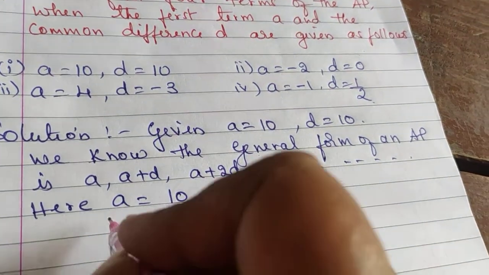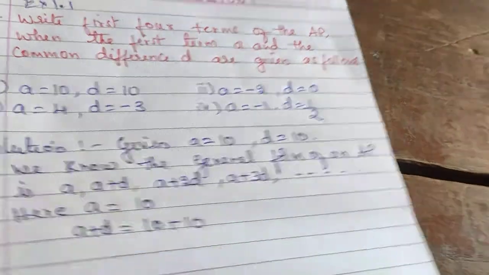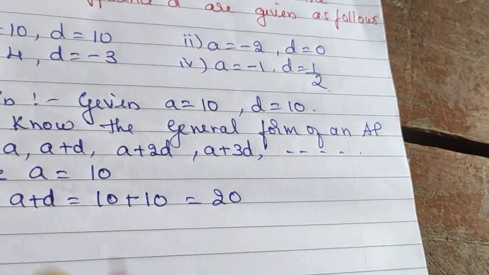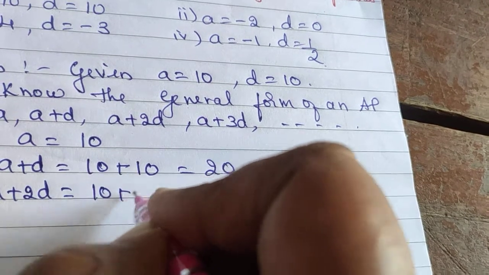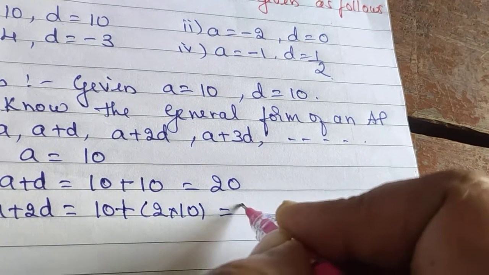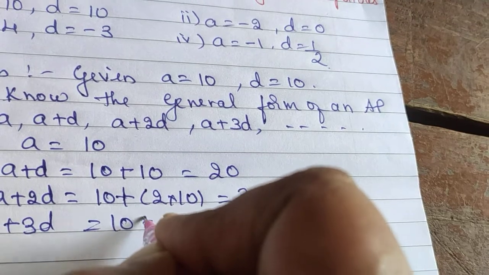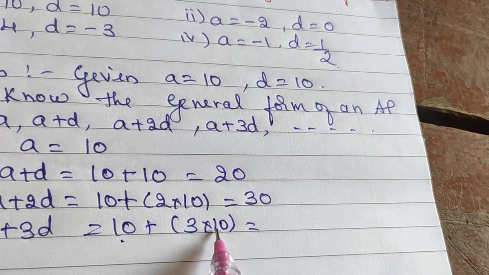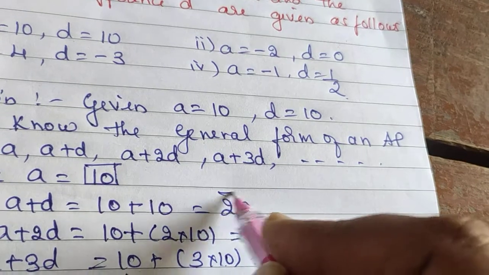Okay, here A is 10. Then what will be A plus D? A plus D is 10 plus 10, so that is 20. Then we have A plus 2D, that is 10 plus 2 into 10, that is 30. Then what is A plus 3D? 10 plus 3 into 10, so here you have 30 plus 10, that is 40. So you got the first 4 terms of an AP.